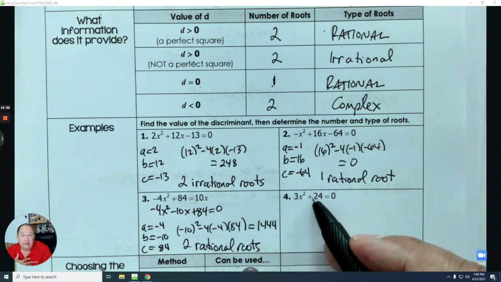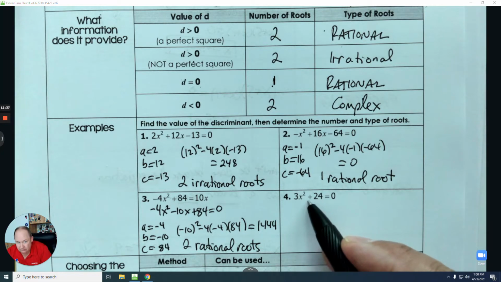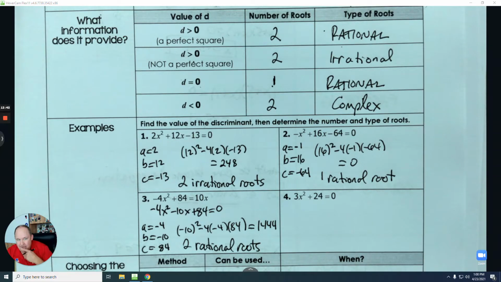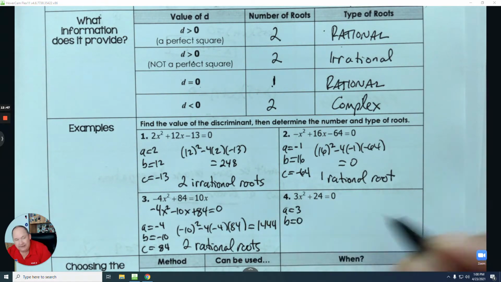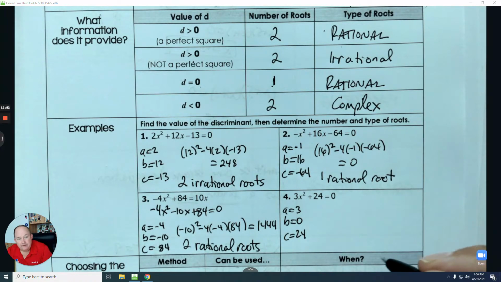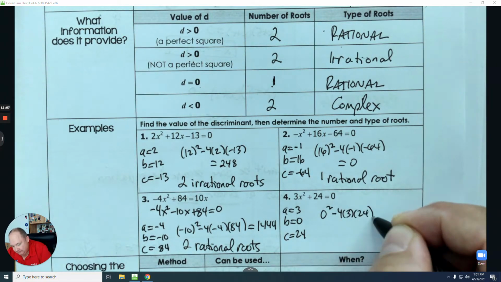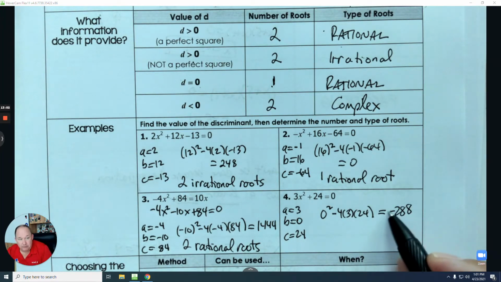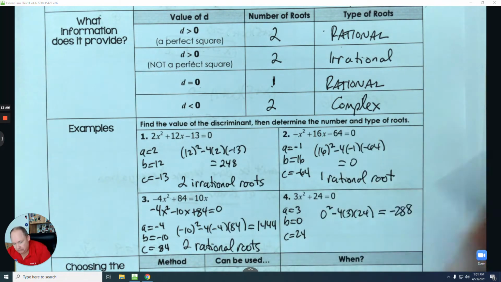Here's the situation. If I was solving it, this would be a situation to use square roots to solve it. There's no linear term, so you would isolate the x squared and square root to get the answer. All right, so it is equal to 0. A is 3. B you don't see, right? There's no linear term, so it's 0. And C is 24. So the formula is B squared minus 4AC. So that answer is -288. Because the discriminant is negative, we have two complex roots.